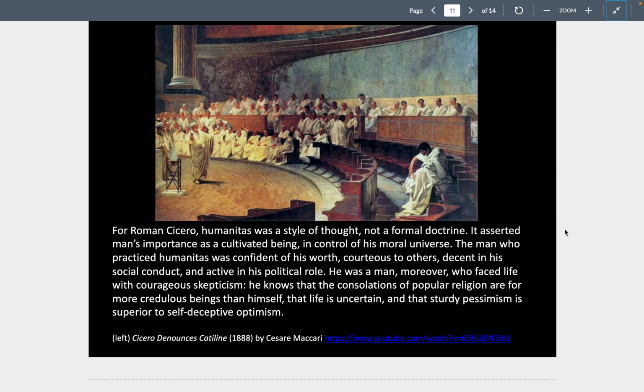It insisted on man's importance as a cultivated being in control of their moral universe. A person who practices the humanitas was confident in their worth, courteous to others, decent in social conduct, active in political life, was a human, moreover, who faced life with courageous skepticism, knowing that the consolations of popular religion are for more credulous beings than themselves, that life is uncertain and sturdy pessimism is superior to self-deceptive optimism.